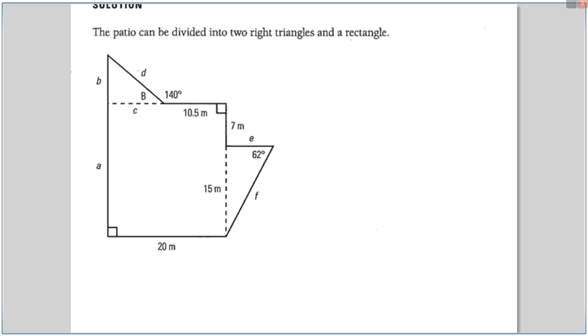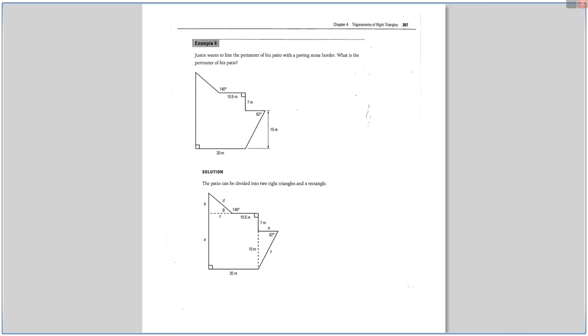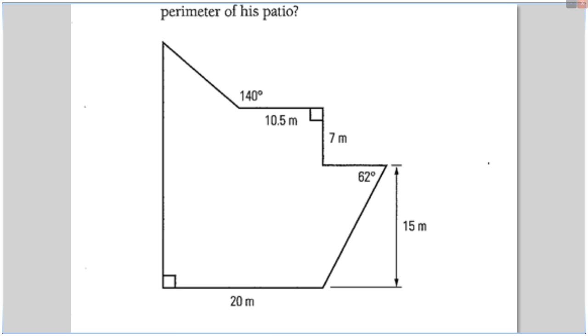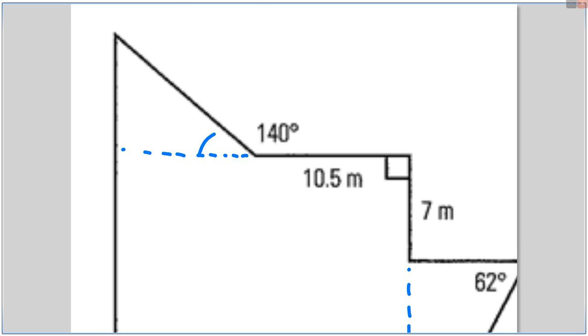Okay, so what's this next question? What are they asking us to do? What is the perimeter? So it's an irregular shape. So what they do is they just go ahead and make more familiar shapes. So that's pretty straightforward there. Here's a skill though that you might not remember from 10-3. How could I find this angle here? How could I find that angle there?